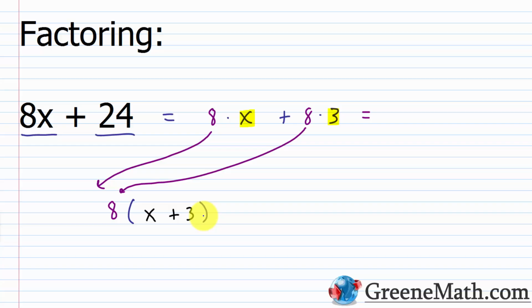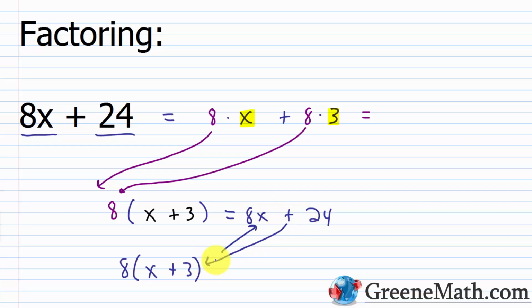And the great thing about this is you can check it really easily. If I went back, 8 times x is 8x, and then plus 8 times 3 is 24. So this is basically factoring, or reversing the distributive property. If I saw 8 times the quantity x plus 3, I know I could write it like that. If I saw 8x plus 24, I know I could write it like that. So essentially, because of the equality, I can write a sum as a product and a product as a sum.